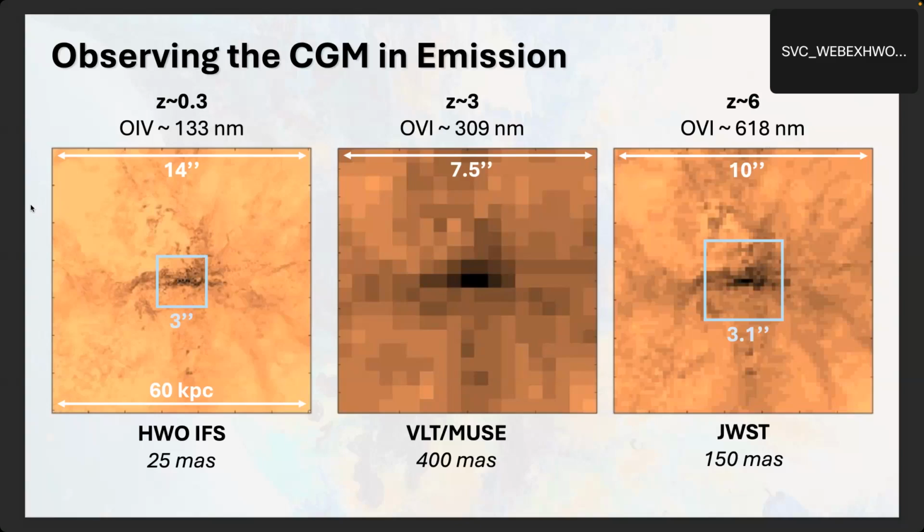So if we take the same galaxy and bring it to the more low redshift universe, and we put across it a notional HWO IFU with a size of about 3 arcseconds and a resolution of 25 milliarcseconds, well, now we're sampling the CGM on the order of about 100 parsecs per resolution element.